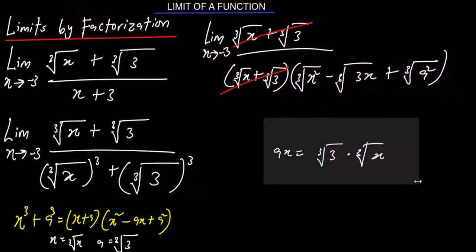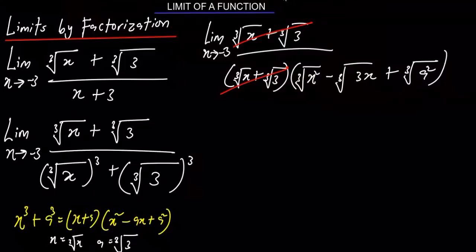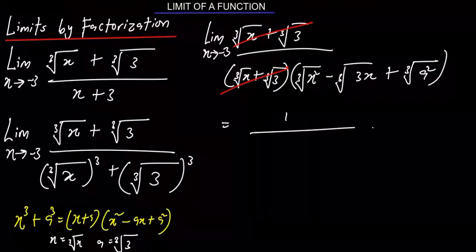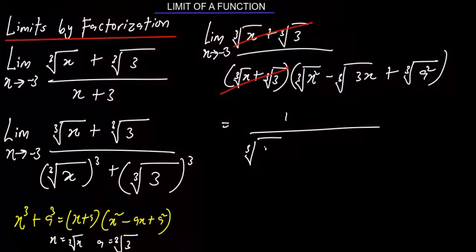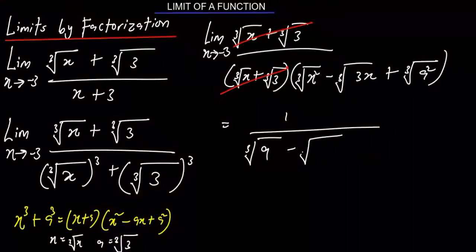Then if I now substitute my limits where x tends to minus 3, what will I have? I'll just have 1 over... If I substitute minus 3, you have cube root of minus 3 all square, that will give me 9. Minus, this one will give me cube root of minus 3 times minus 3, and that will give me what? Minus 9. Good.